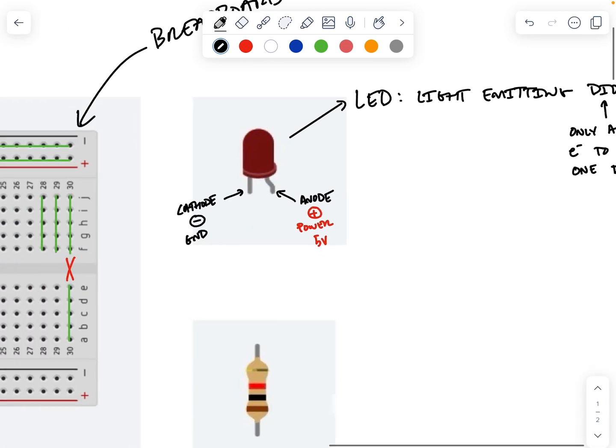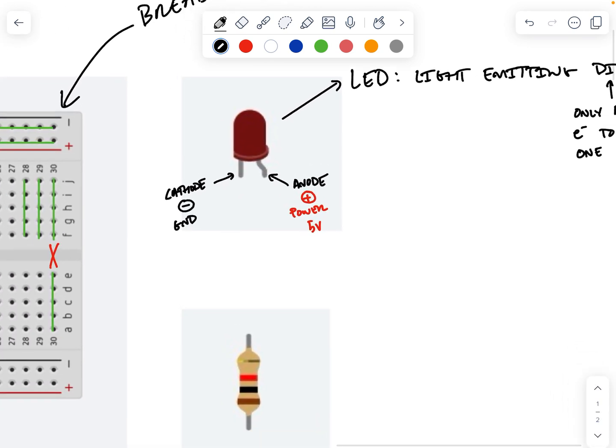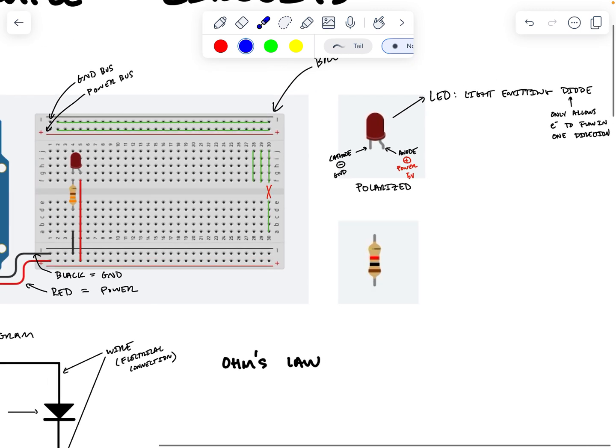As a result, an LED is what we call a polarized component. You have to plug it in a certain way in order for it to work. Okay, so that was the LED.